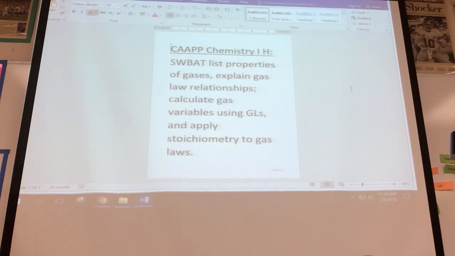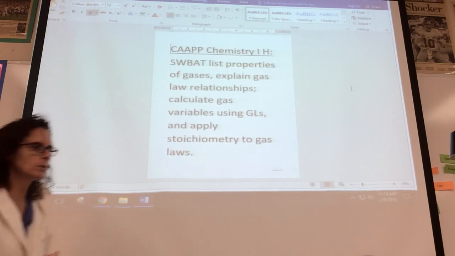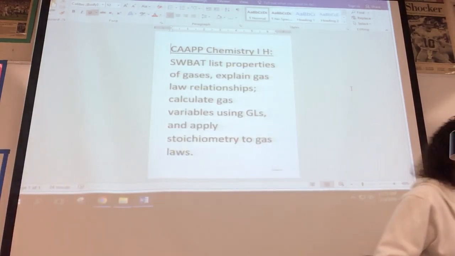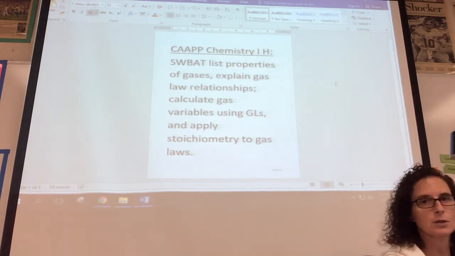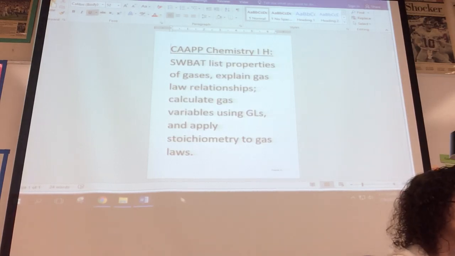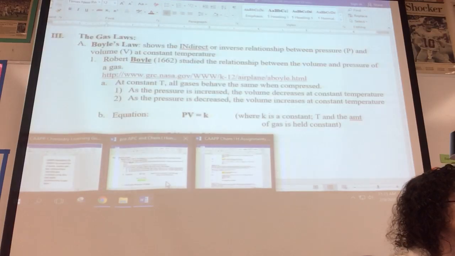We'll get into more gas laws next week. And then later on we'll apply stoichiometry to gas laws, and we'll do 2 really cool labs, one next week and one the week after. The gas chapter takes quite a while. There's quite a bit of content to cover.